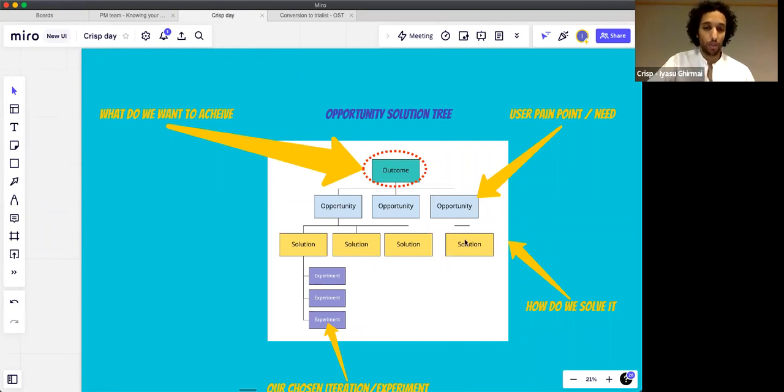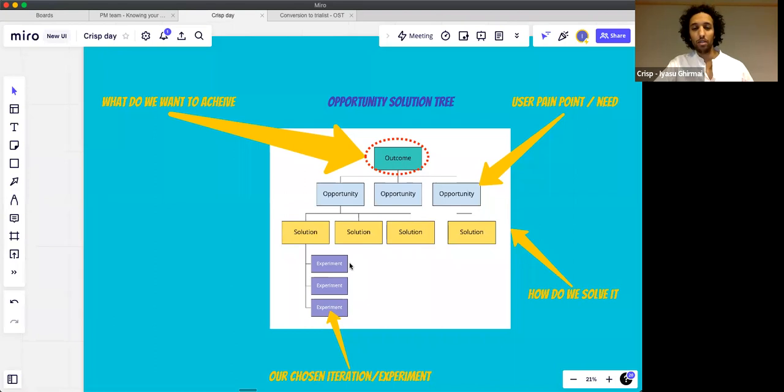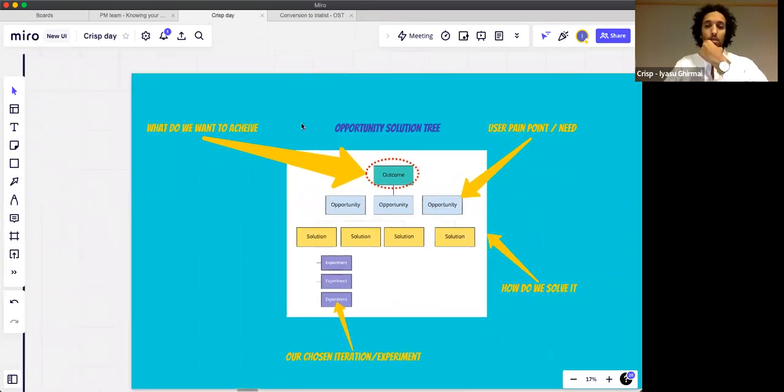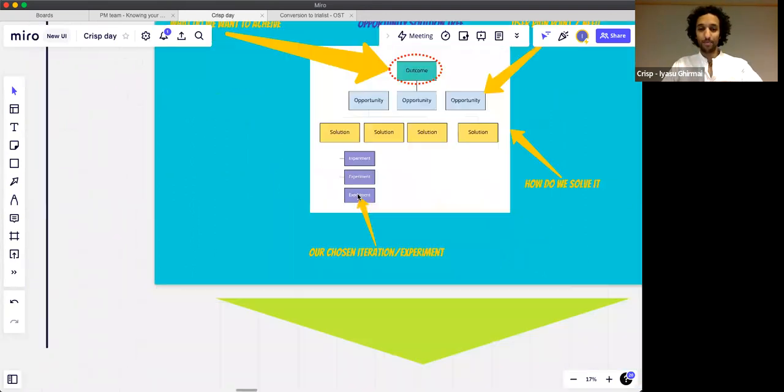So you don't start randomly doing user testing to try to understand what the user wants. And then you want to validate this quite easily. So you then move down towards how you do an experiment based on the solution you've chosen, or an iteration based off of that. So, so far so good, fairly simple, fairly basic, right? I hope so, at least.